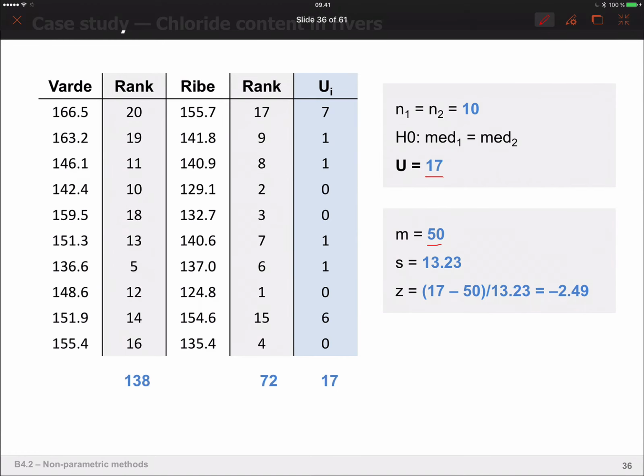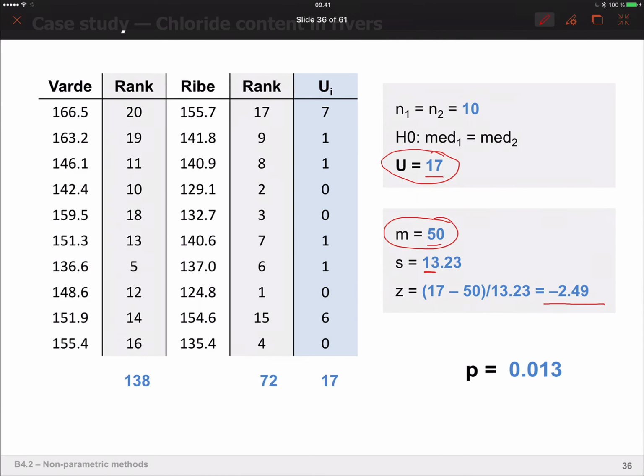You can see that the standard deviation is 13.23, so double the standard deviation will be 26, right? Two standard deviations from 50 will be 24. But we have 17, so it's even smaller than two standard deviations. If you calculate the z-value, you can see it's minus 2.49, which for the normal distribution is of course quite extreme. And if you calculate the p-value, you will get 0.013, which is a 1.3% chance to get a sample like we have, with this statistic 17 instead of 50, or even more extreme.